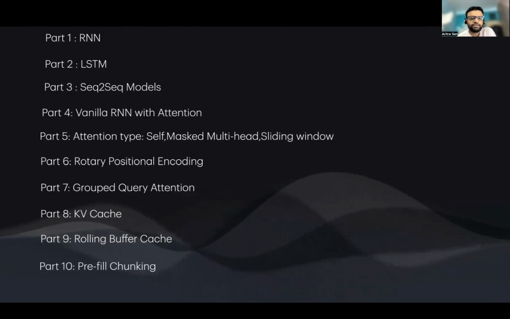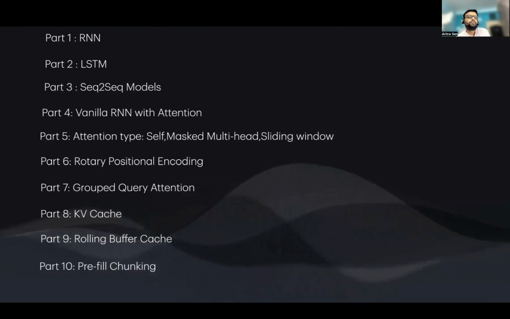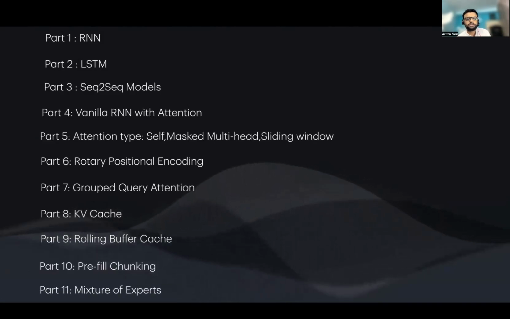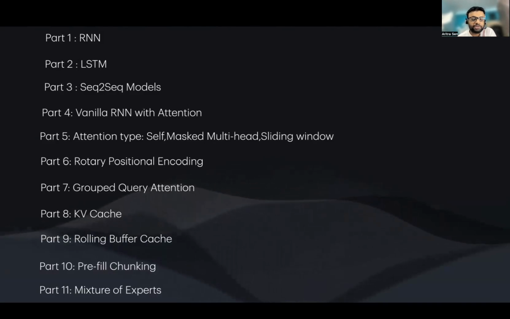And then we will talk about what is prefill and chunking, which is also used in models like Mistral. And then we will talk about the mixture of experts, which became very famous with the introduction of the Mixtral model.